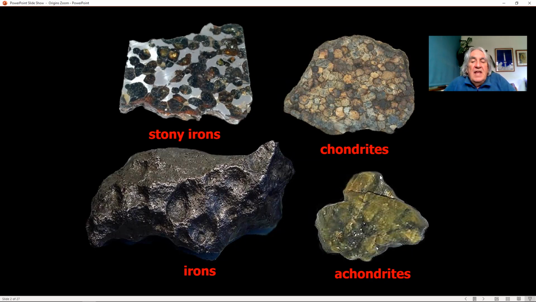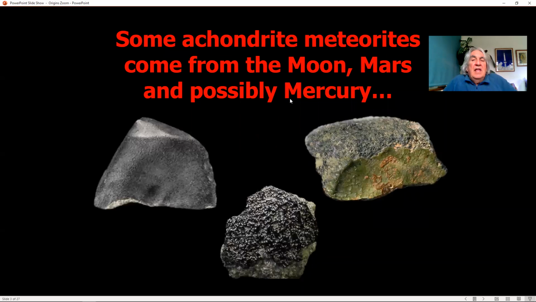The last group, the achondrites, well, they're called that because the prefix A means without. Achondrites don't have any chondrules, and they're known to be from the surface of fully differentiated bodies. They're depleted of heavy metals, and they have the structure and chemistry of material from the surface of a planet. Quite excitingly, some achondrite meteorites have been demonstrated to be from the Moon, Mars, and in the case of these recent rocks, meteorites, possibly even Mercury.